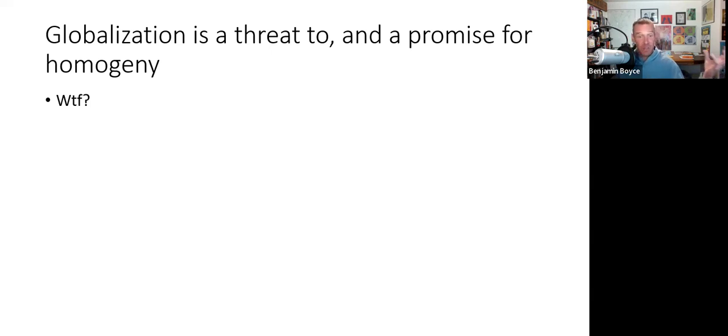Now, on the other hand, it's a threat to homogeny, and this is where the heart of the article you're reading is. He's explaining to us in a number of different ways. We'll touch on a few briefly, but again, make sure you read the article, that this is the way we preserve cultures.